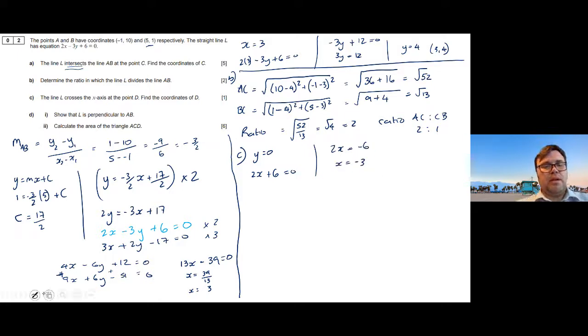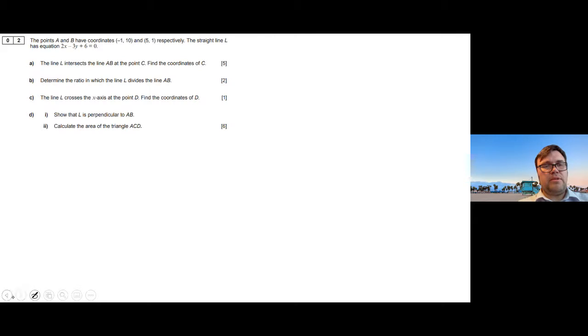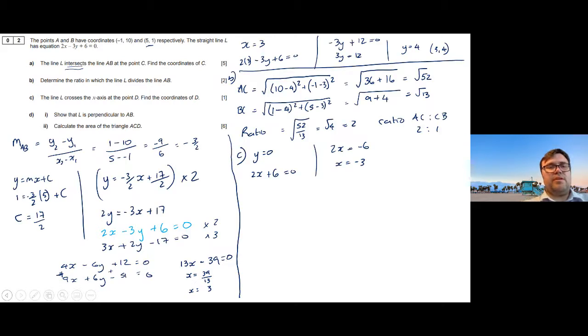I can't remember if I gave myself a blank page or not. Yes, I did. Excellent. So I can fit in the rest of it on the other side. So then it shows that L is perpendicular to AB. Okay, so we know the gradient for AB. And I'll do part D, part 1, first, and then the other part next.